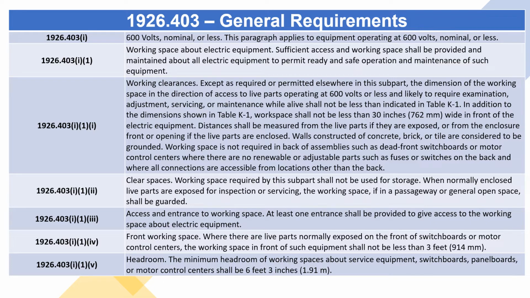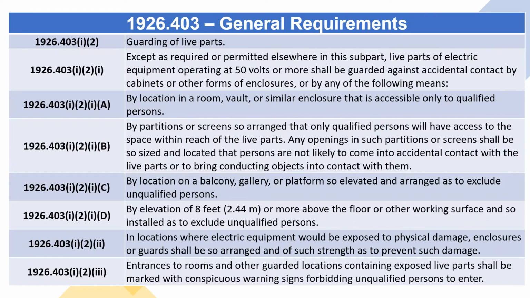1926.403(i)(1)(iv) Front working space. Where there are live parts normally exposed on the front of switchboards or motor control centers, the working space in front of such equipment shall not be less than 3 feet (914 millimeters). 1926.403(i)(1)(v) Headroom. The minimum headroom of working spaces about service equipment, switchboards, panel boards, or motor control centers shall be 6 feet 3 inches (1.91 meters). 1926.403(i)(2) Guarding of live parts.